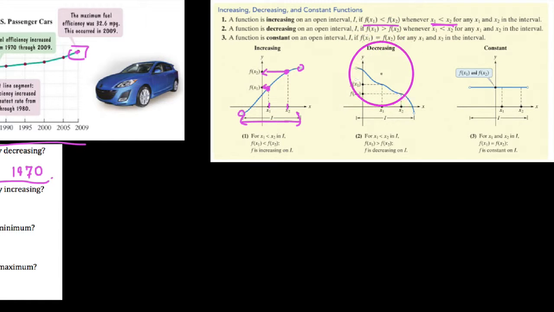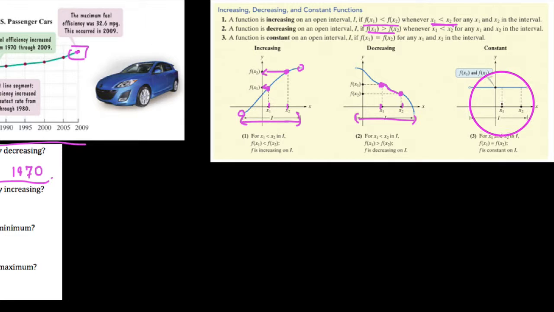Likewise, we say that we have a decreasing graph if, on this open interval I, for all x values x1 to the left of x2, the y value at x1 is greater than the y value at x2, the second x value to the right of the first, then you must have been going downhill. So if f of x1 is greater than f of x2 for all x1 that are left of x2 on this interval I, then you must be decreasing. And then last but not least, we see constant.